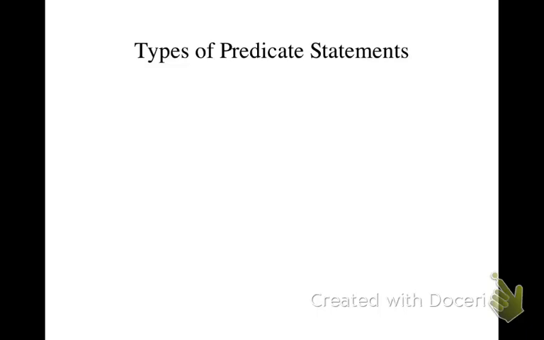In this video we'll explain the different types of predicate statements. There are broadly two different types of predicate statements. There are what are called singular statements. For example, Fiona is a cat. Singular statements are statements that include singular terms, basically.